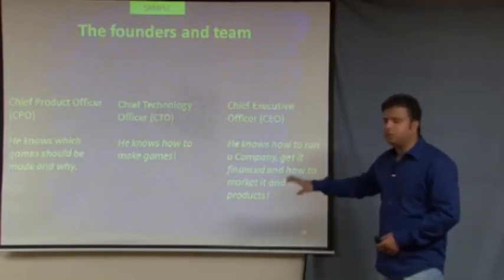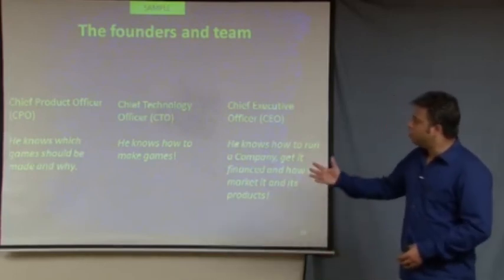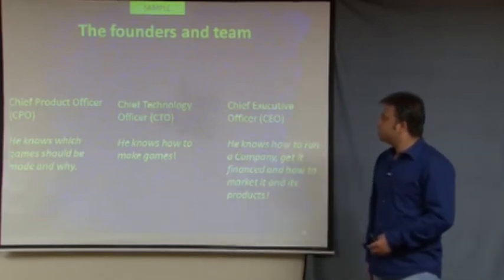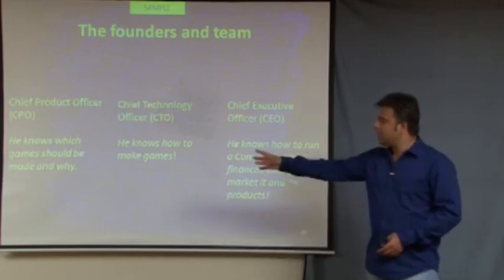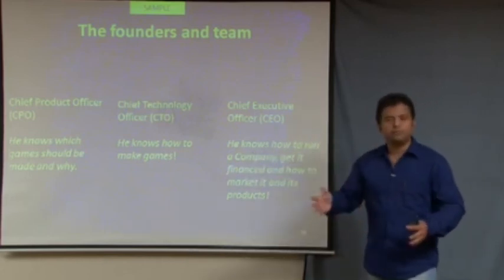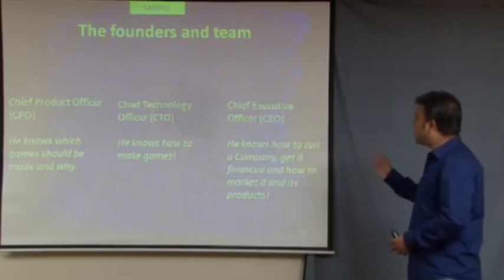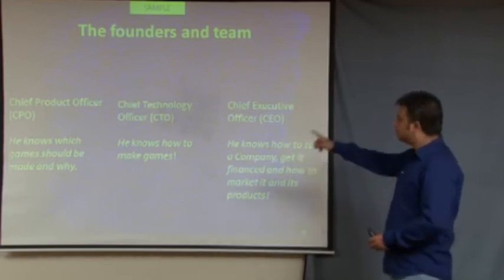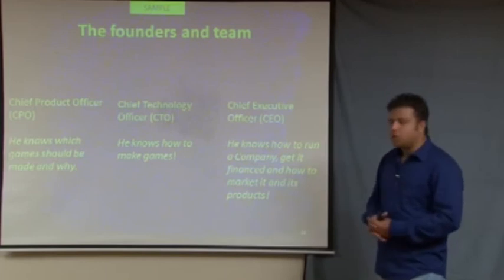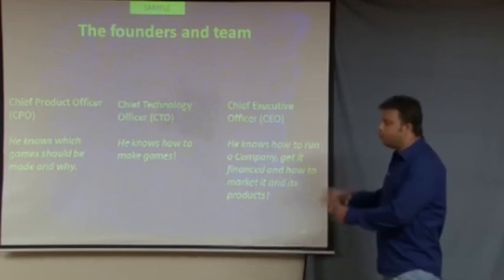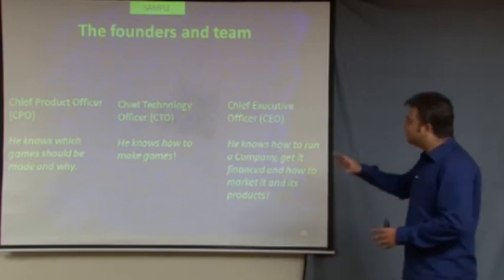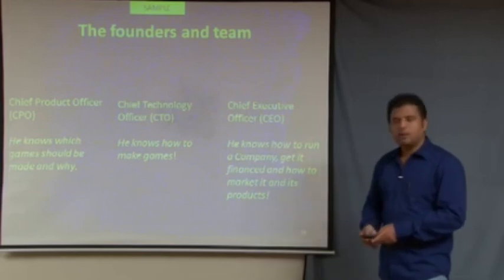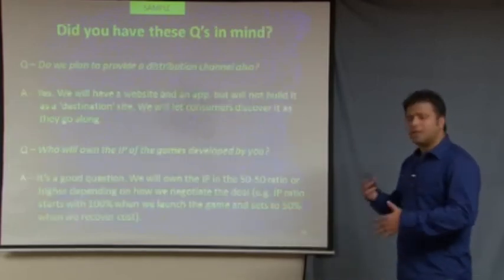And then it's a bit about the founders. So they have the CEO. He knows which games should be made and why. So he's the man with the instinct and the research. The CTO knows how to make games. He knows to pick the games and he knows to convert the games. And the CEO knows how to run the company, get it financed, and how to market it and its products. So the 3 founders complement the skills of each other, and that's why they have been able to come up with a plan, and the investors could feel that the team has the required skills needed to make this plan a huge business startup. Now they also have some mock questions.